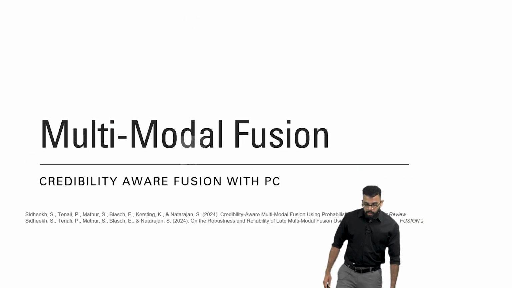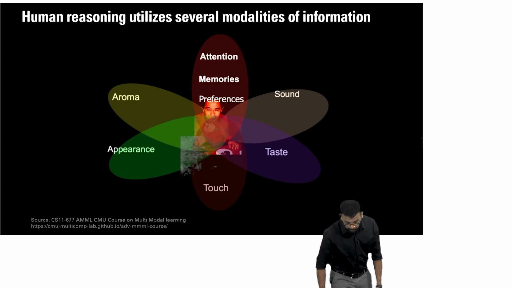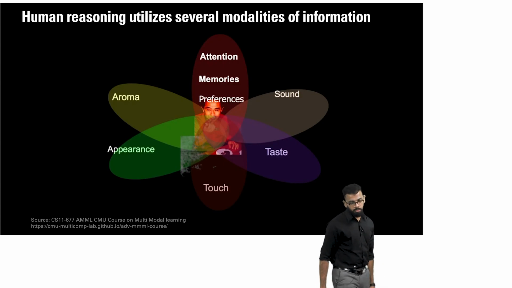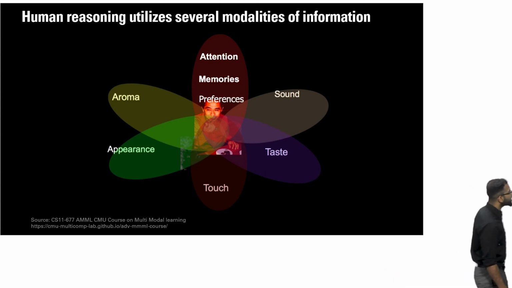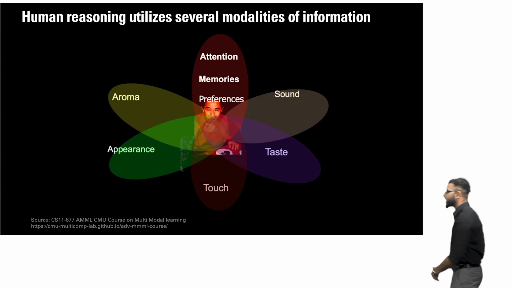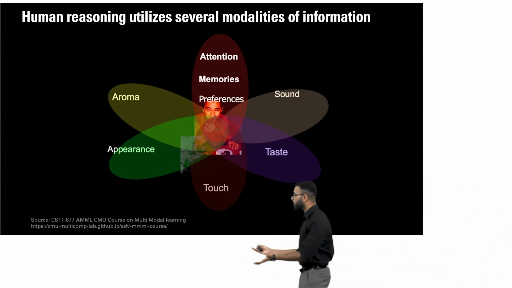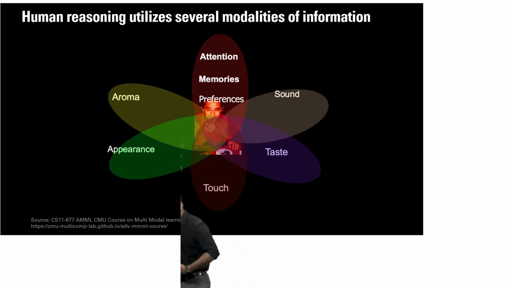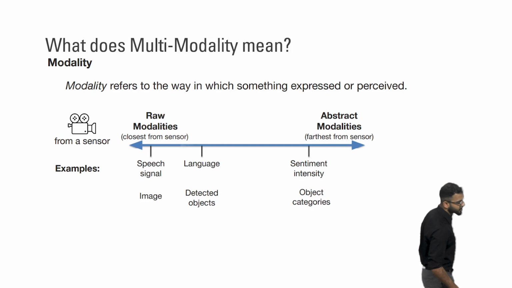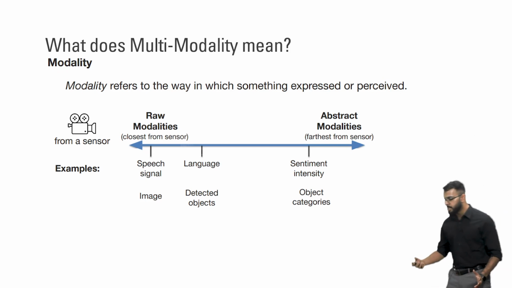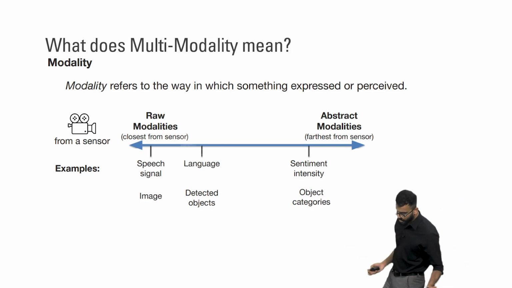Okay, let me see if I can quickly go over one more application that we work on. That is in the context of multimodal fusion. The way we reason as human beings, we utilize several modalities of information, right? We have images of the world coming into our eyes, we hear things, we can smell things. These are all different modalities of data that our human sensors provide us, and we make a decision by combining the information present in each of these modalities.